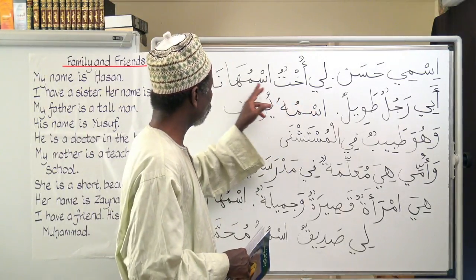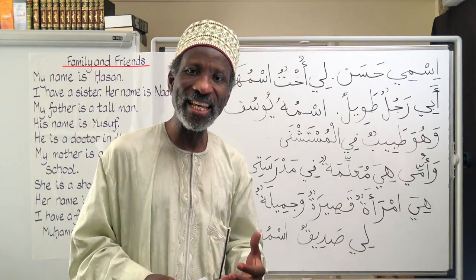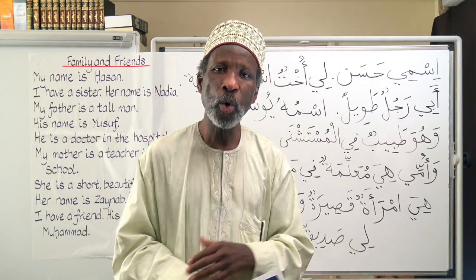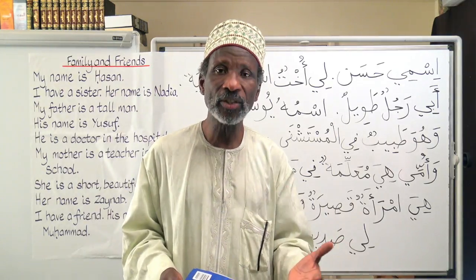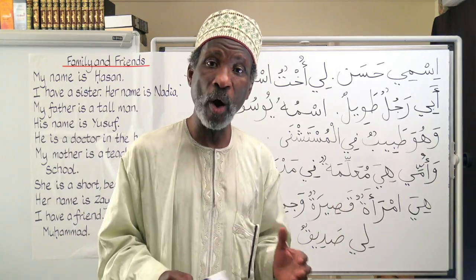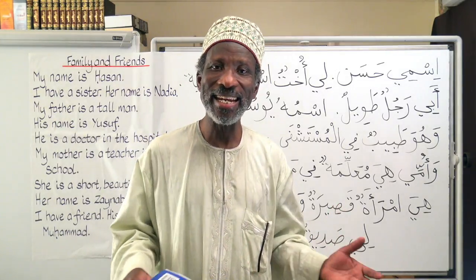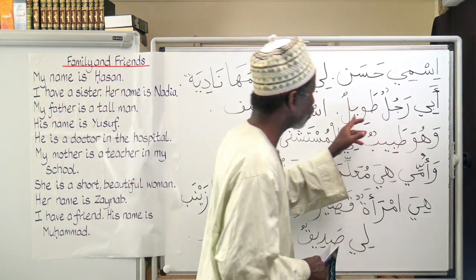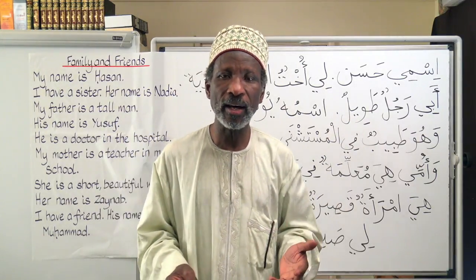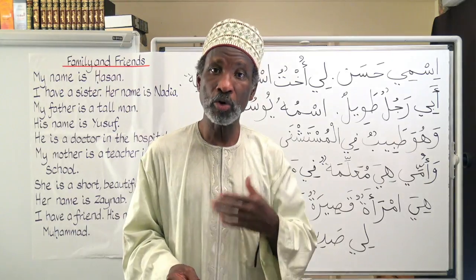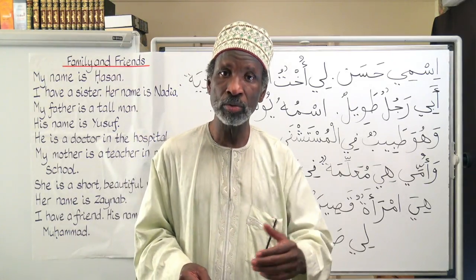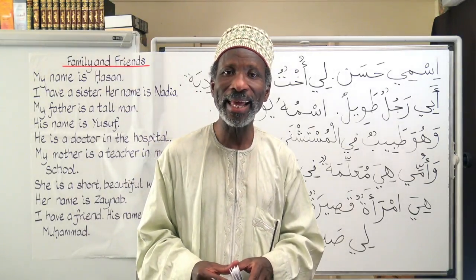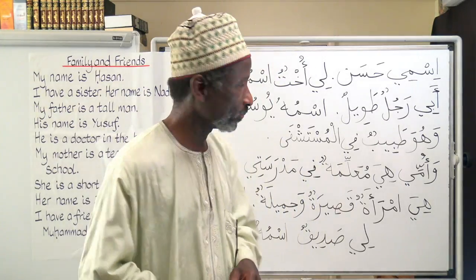Li ukhtun ismuha Nadia. Li means I have. You can say indi as well. I have. Ukhtun is a sister. So I have a sister. Ismuha, her name is Nadia. Abi rajulun tawilun. Abun is a father. Abi is my father. Rajulun, a man. Tawilun, tall. Abi rajulun tawilun. My dad is a tall man.